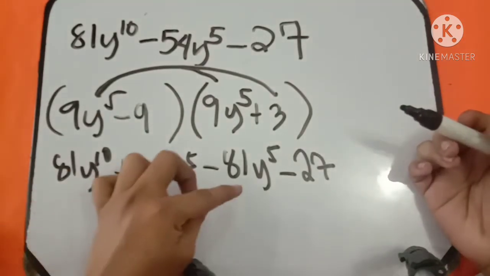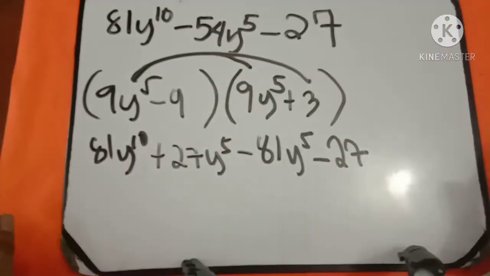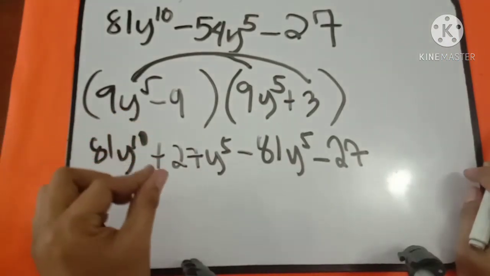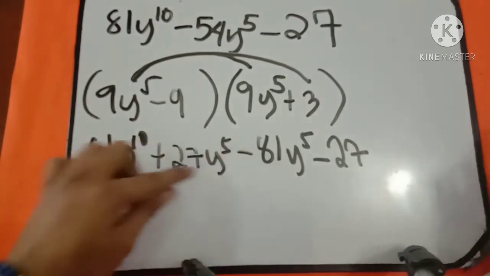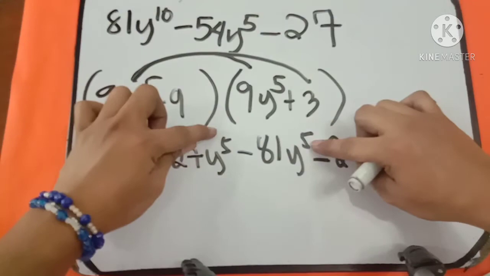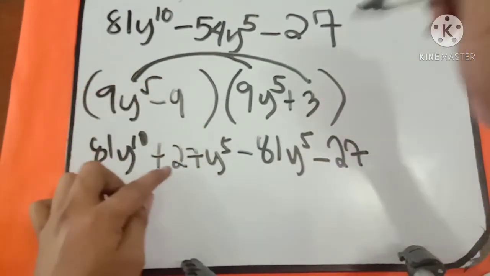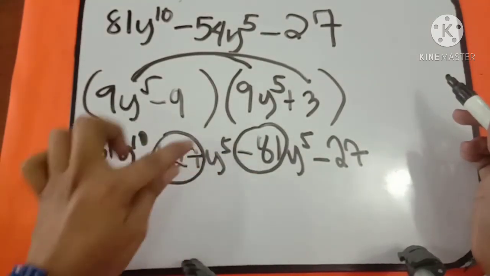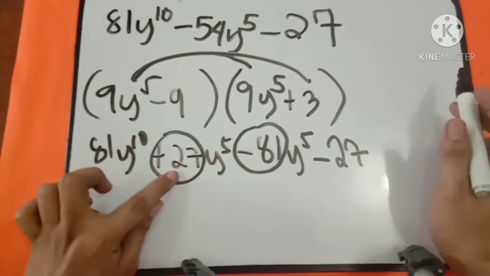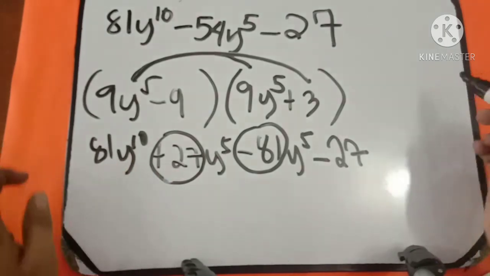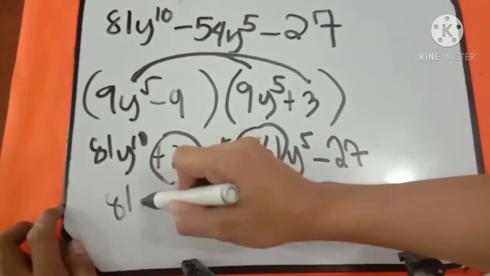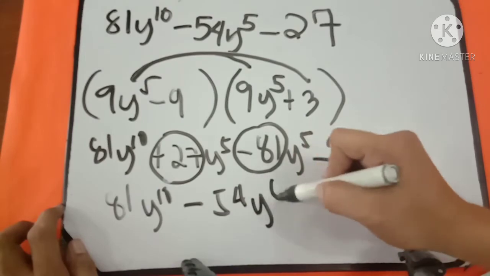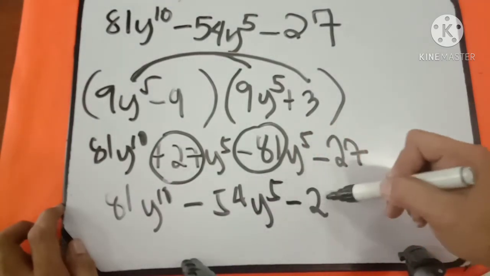Then we have to combine the like terms. The like terms are those terms with the same exponent and the same variable. So from this, we have here y and the same exponent, so they are like terms. So we can combine the coefficients. Negative 81 plus 27 will give us negative 54. So we have here 81y raised to 10 minus 54y raised to 5. Then just copy negative 27.